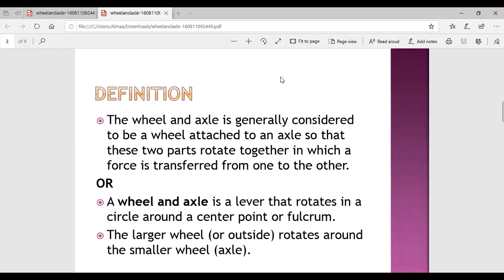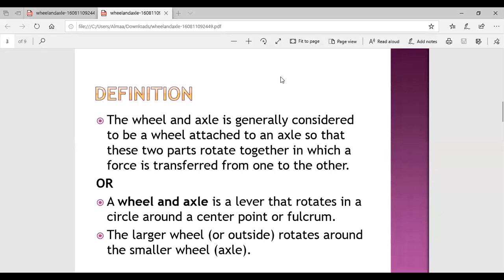So how can we use the wheel and axle? We can use the wheel and axle by allowing the wheel and axle to rotate. And when the wheel and axle is rotating, this will produce movement. And this kind of movement will do some kind of work. So the function of this wheel is to produce what? Work. How can this wheel produce work? By movement. So when the bicycle is moving, or when the car is moving, it produces work.